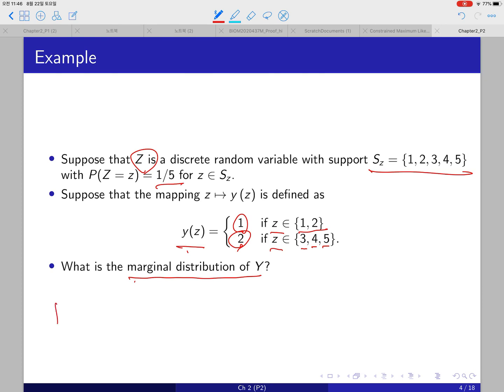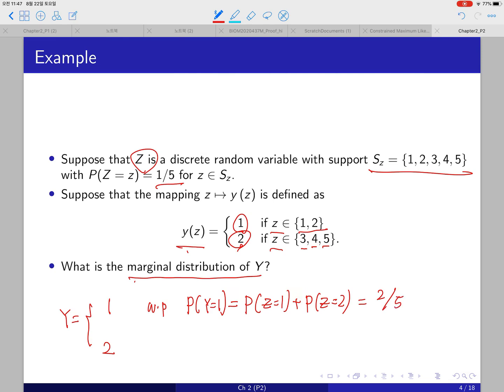That's easy, right? The random variable y just takes the value of 1 or 2. The probability that y equals 1 is the probability that z equals 1 or 2, so that is 2 over 5. And y equals 2 with the probability that z equals 3, 4, or 5.